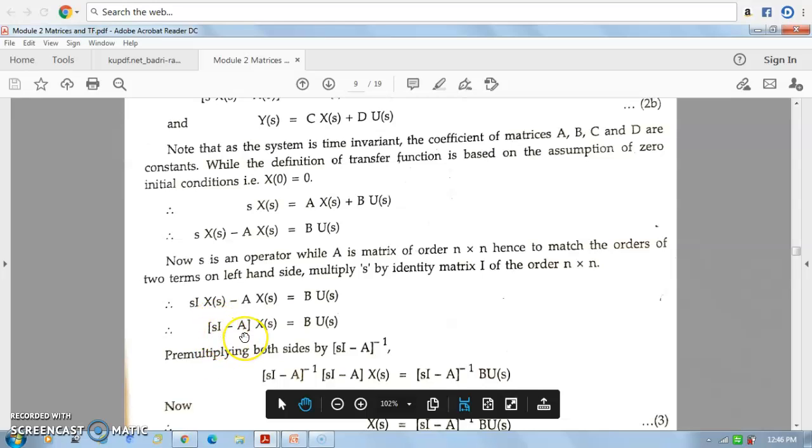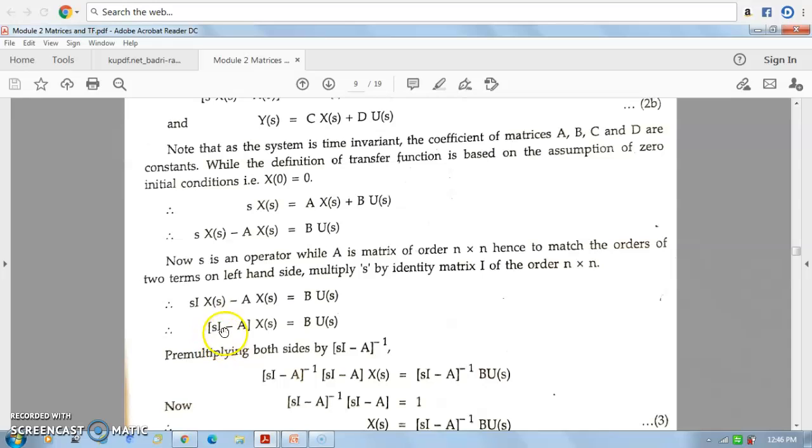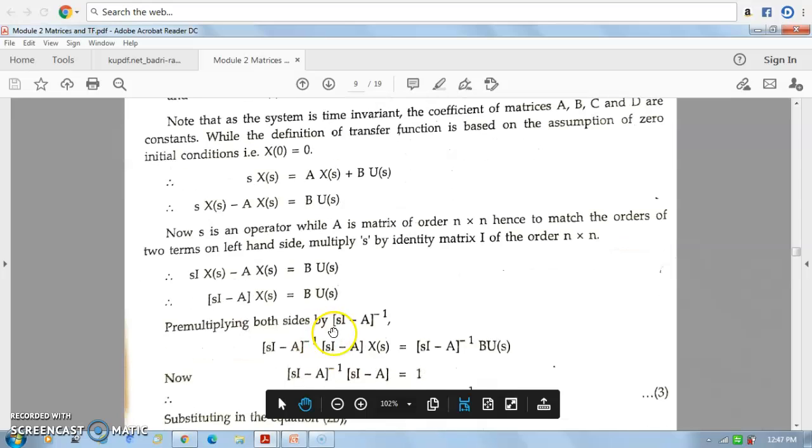sI minus A, it is not possible. Therefore, I have to convert. This is also a matrix. So, matrix minus matrix into X of s. Remaining is B into U of s.